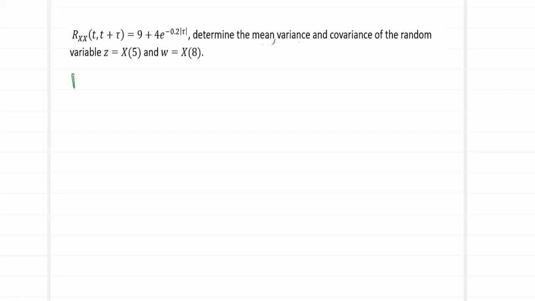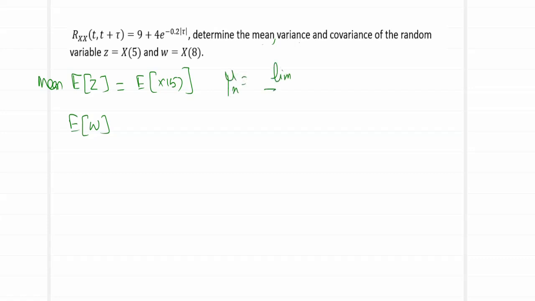Okay, so we will have to find E of Z and E of W, when I want the mean of the random variable Z and mean of the random variable W. So what will be E of Z? E of Z will be E of x of 5. So what will be E of x of 5? Mean mu x is given by limit tau tending to infinity of Rx of tau, whole square root. So this is my mean.